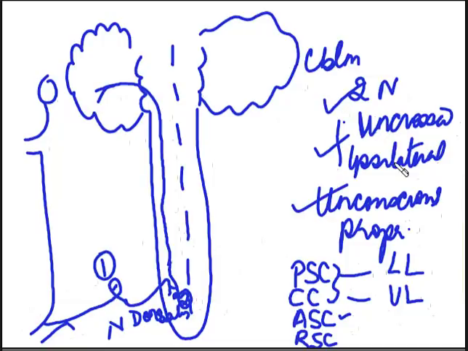The cuneo-cerebellar fibers, which are from the upper limb, basically travel up initially and synapse in an accessory cuneate nucleus, which is present in the medulla. If you remember, the cuneate nucleus was present in the medulla. This is an accessory cuneate nucleus. The second order neurons go on to the same side cerebellum.